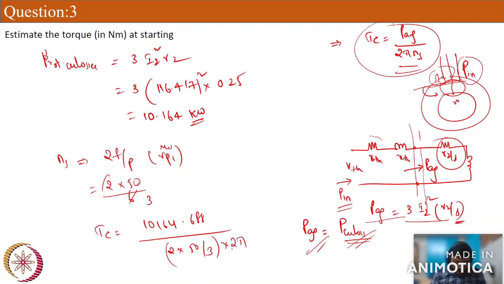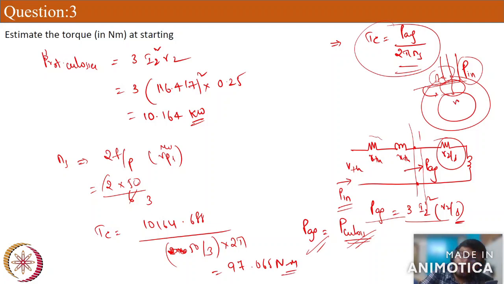Now can someone calculate this? 2f by p is 50 by 3. Sorry, the 2 is cancelled. So 50 by 3 into 2 pi is about 104.7, and the answer is 97.065 Newton meter. So yeah, this is the torque.